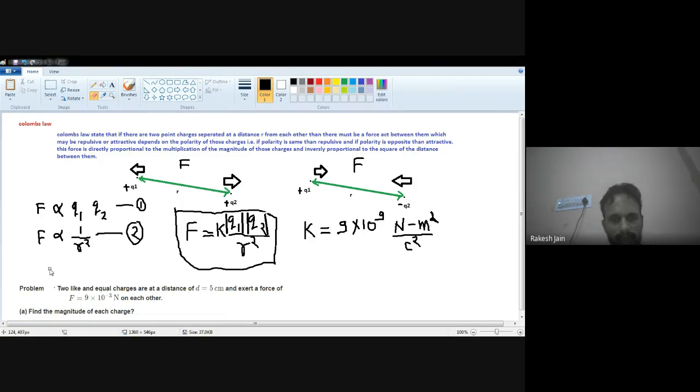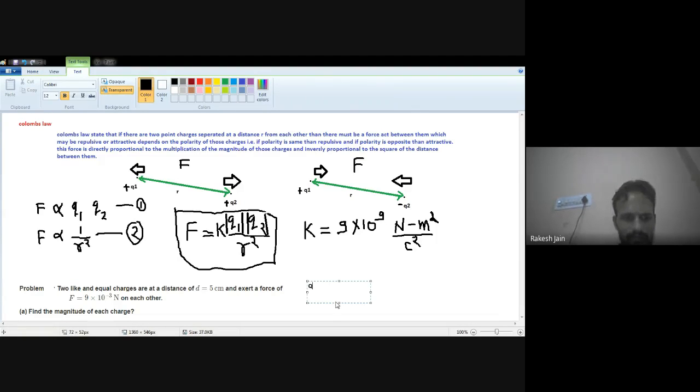They experience a force of 9 multiplied by 10 to the power minus 3 Newton. So F is given as 9 multiplied by 10 to the power minus 3 Newton. We have to find the magnitude of Q1 and Q2. In this question, Q1 is equal to Q2 because like and equal charges are mentioned here. So let's suppose Q1 is equal to Q2 is equal to Q.